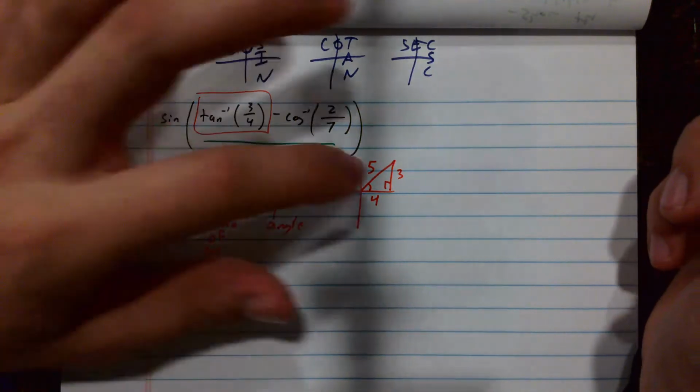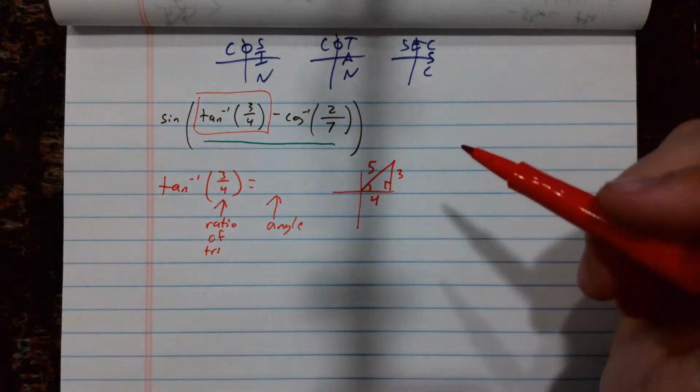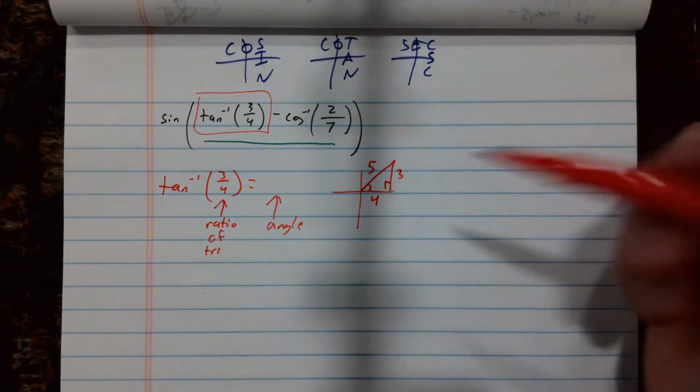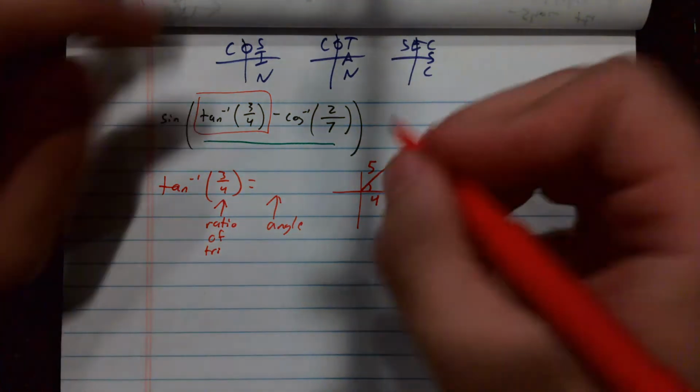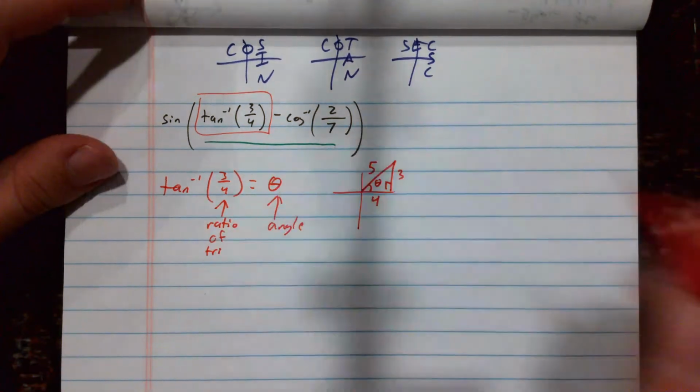Well, it's okay that you don't know the angle. We don't know this by heart. It's not a 30, 60, 90. It's not a 45, 45, 90. I know that because it doesn't follow any of the patterns. So instead, we're just going to call it angle theta. It's some angle, and it's angle theta.